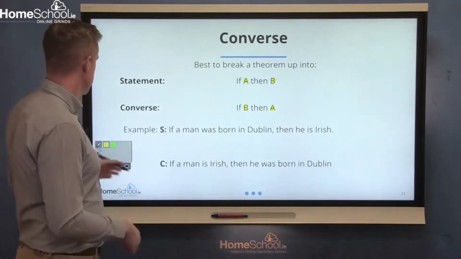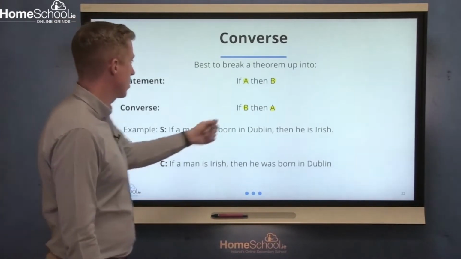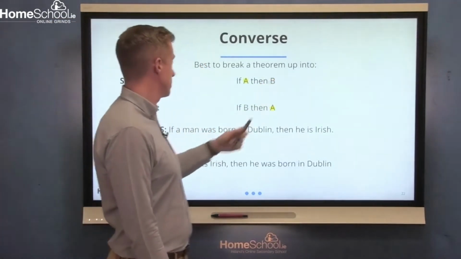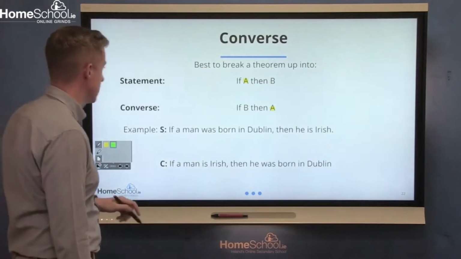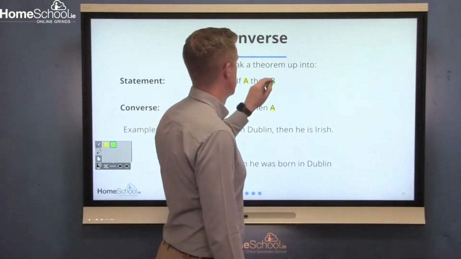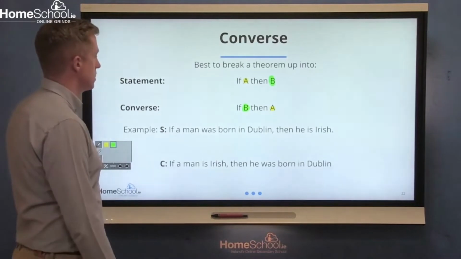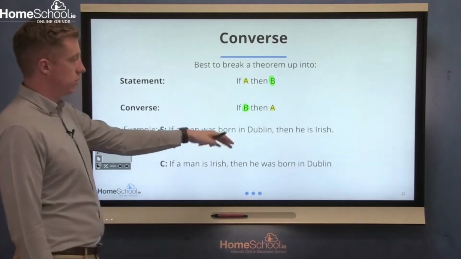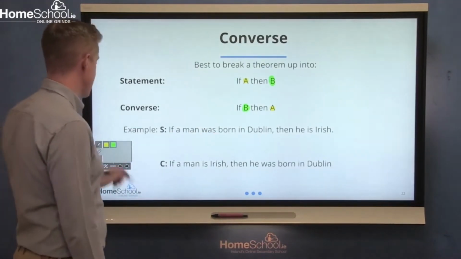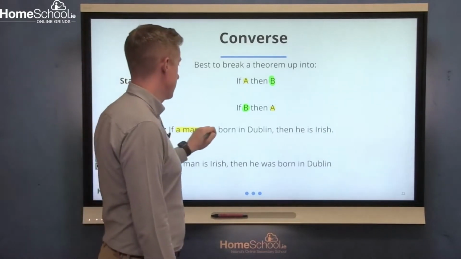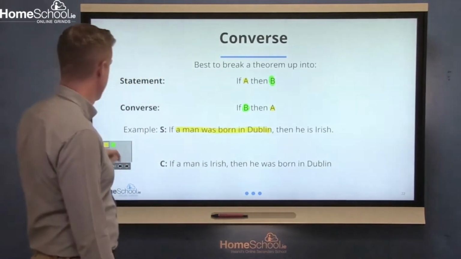So let's have a look. We'll color code these and I'll match them up with the sentences below, and that should give us a better understanding. So we'll put the B in green and the A in yellow. For example, if a man was born in Dublin, then he is Irish. So my if is the man being born in Dublin, then he is Irish.